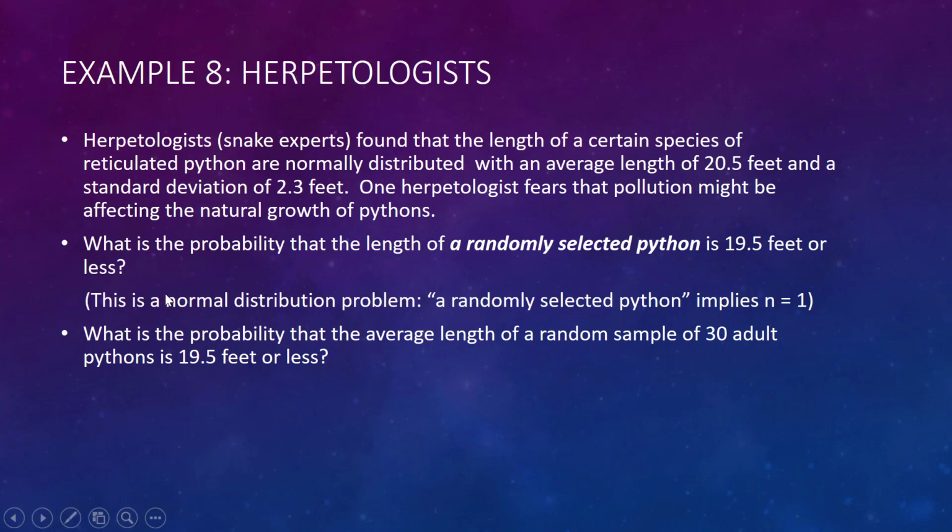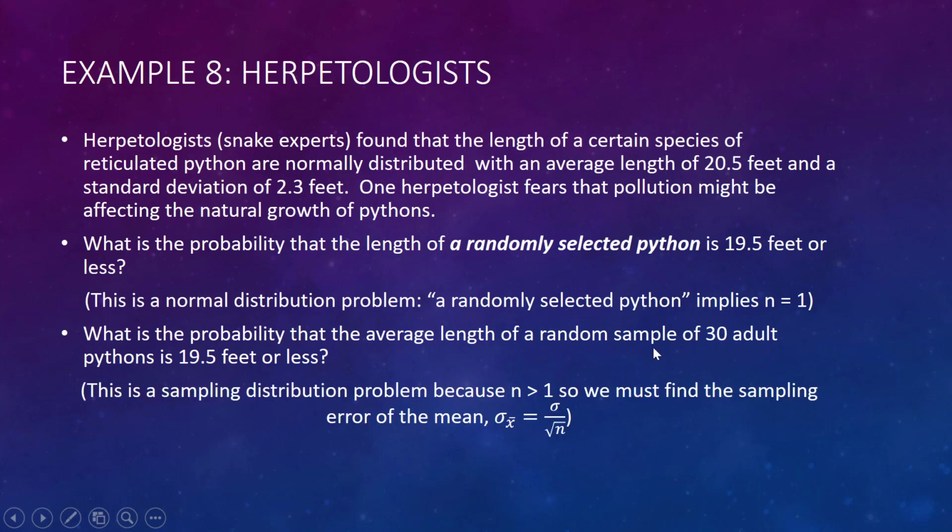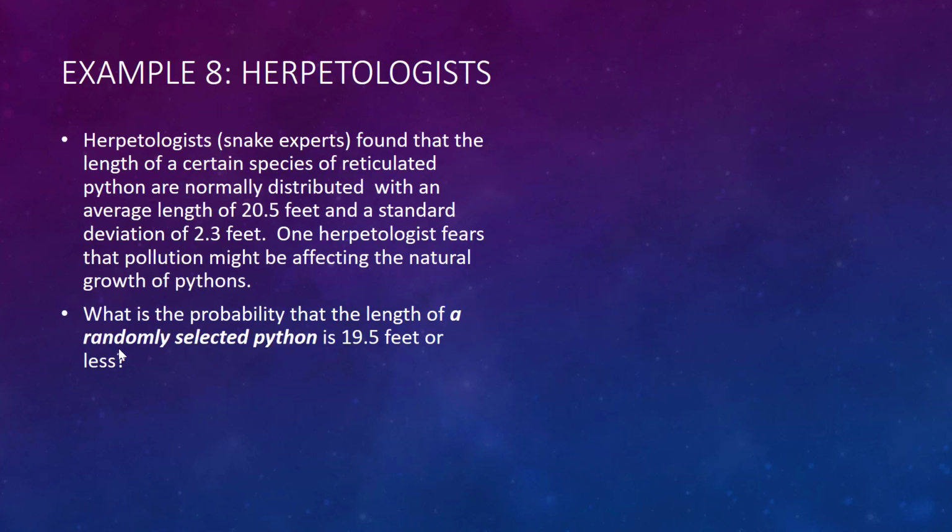So notice that the first bullet point is a normal distribution because n is 1. We're only looking at the probability that a single snake is this size. However, in the second bullet point, you can see that we're given an n of 30. We're looking at the average size of 30 pythons. So since n is greater than 1, we have to find the sampling error of the mean, meaning that we have to change our standard deviation by dividing by the square root of n. Let's begin with the first bullet point. What is the probability that the length of a randomly selected python is 19.5 feet or less?